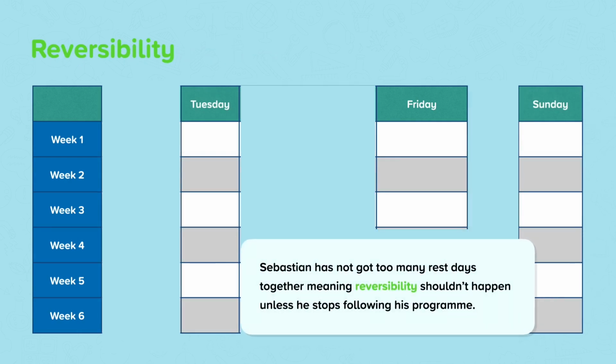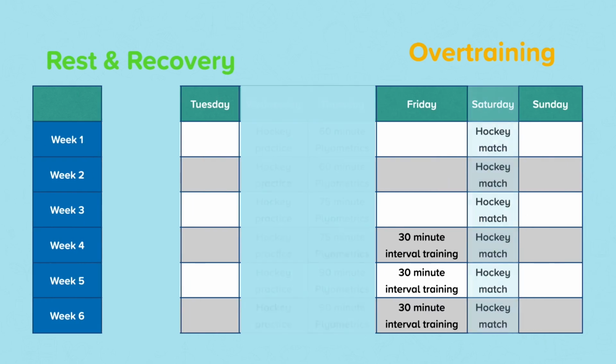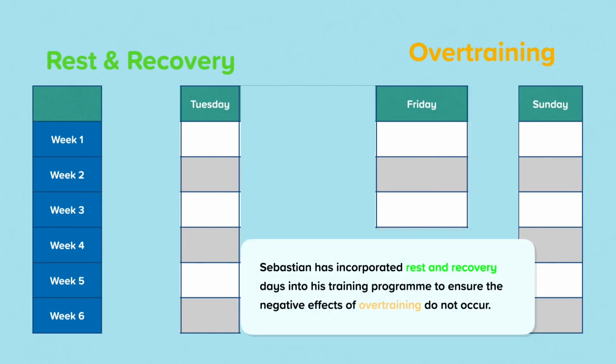Sebastian has not got too many rest days together, meaning reversibility shouldn't happen unless he stops following his program. Sebastian has incorporated rest and recovery days into his training program to ensure the negative effects of overtraining do not occur.